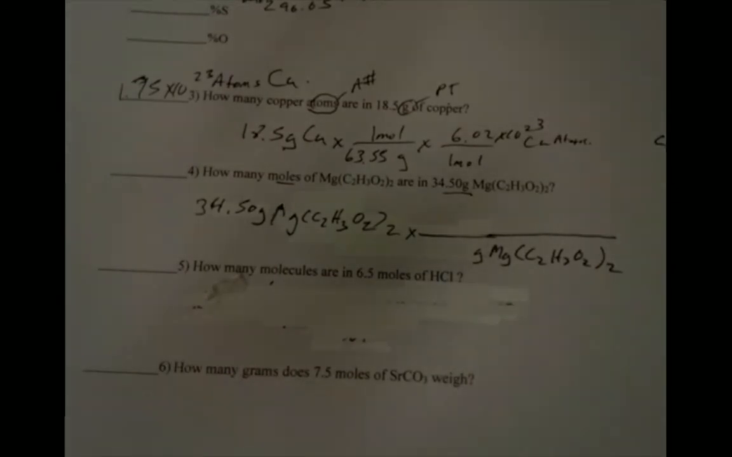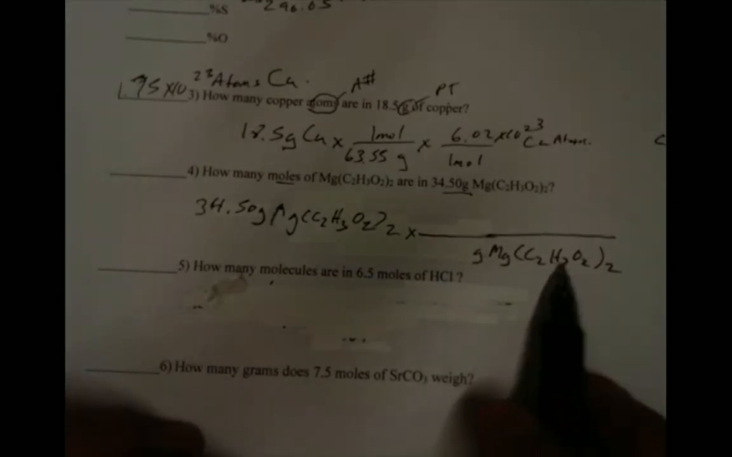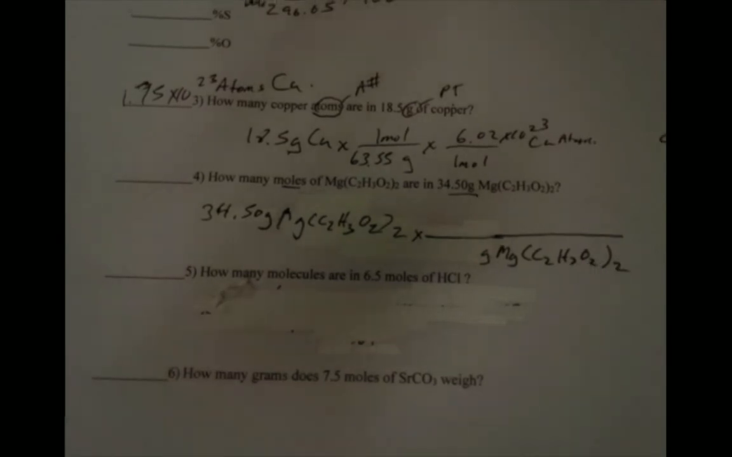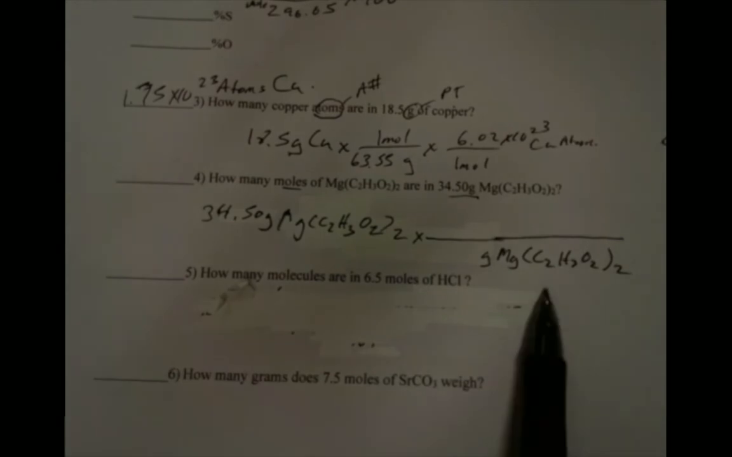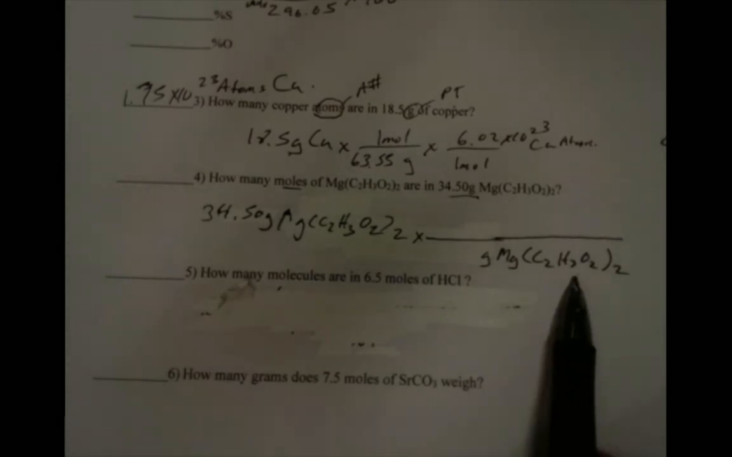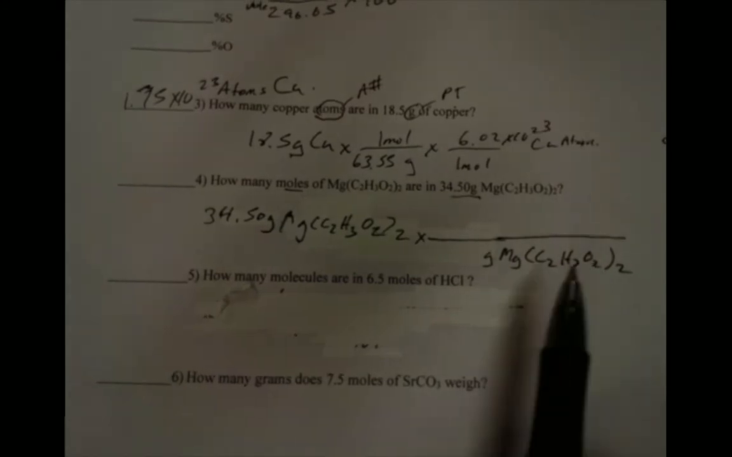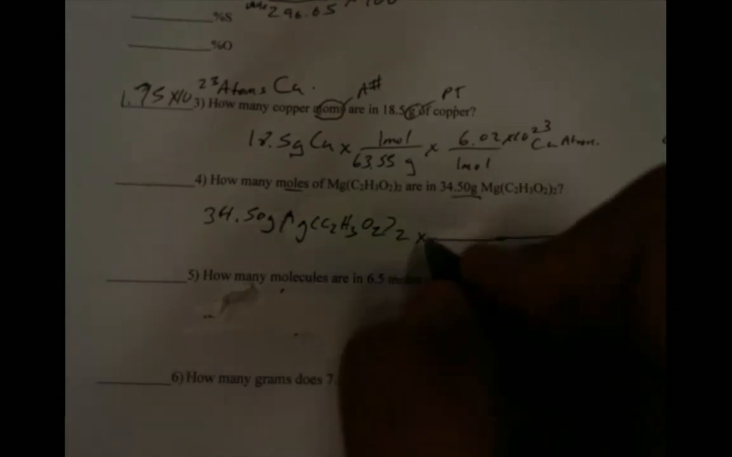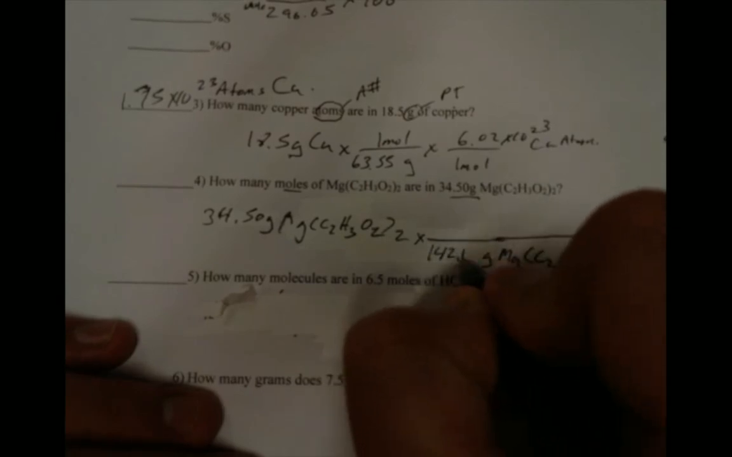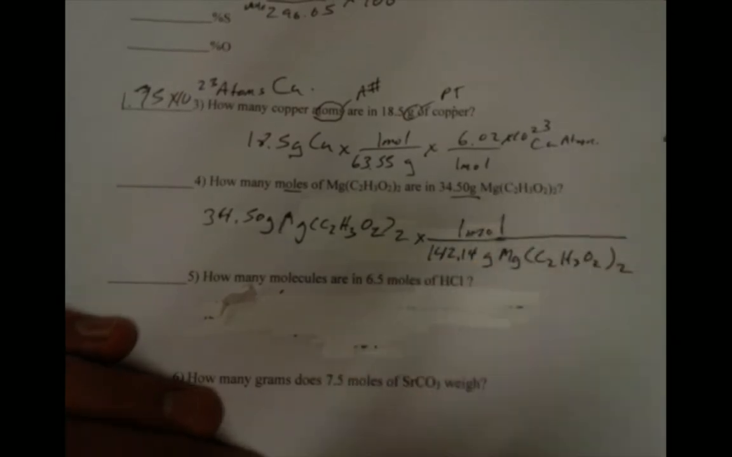So we have 4 carbon, 6 hydrogen, and 4 oxygen. 4 times 12.01 plus 4 times 16 plus 6.06. That would be 118.1. Oh, we have to add that to the magnesium, don't we? 4 times 12.01 plus 6.06 plus 4 times 16 plus 24.31. The answer is 142.41. That's equal to 1 mole.